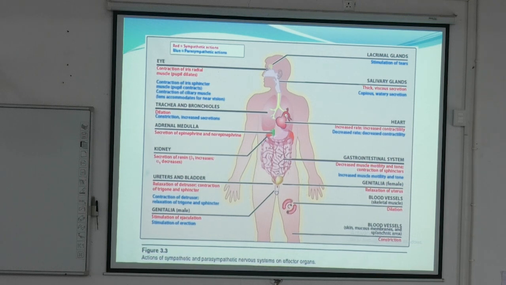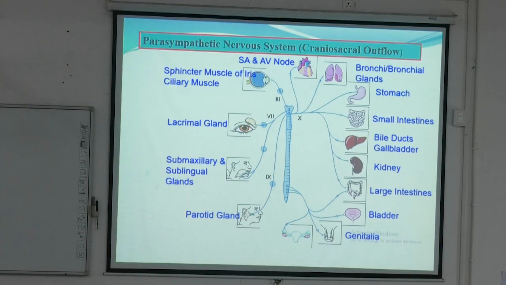Gastrointestinal system, similar: the sympathetic system causes decreased muscle motility and tone, contraction of the sphincters, and parasympathetic actions cause increased muscle motility and tone. Genitalia, relaxation of the uterus, dilatation and constriction, all these are due to the sympathetic actions. So from this nutshell, you can get a clear idea about what the actions of the sympathetic system and parasympathetic system are. The parasympathetic nervous system or craniosacral outflow basically innervates these organs in a nutshell.